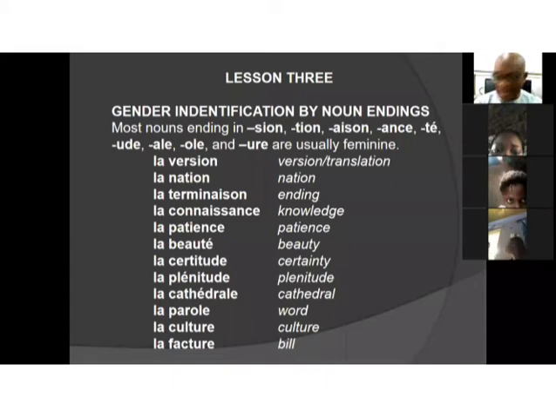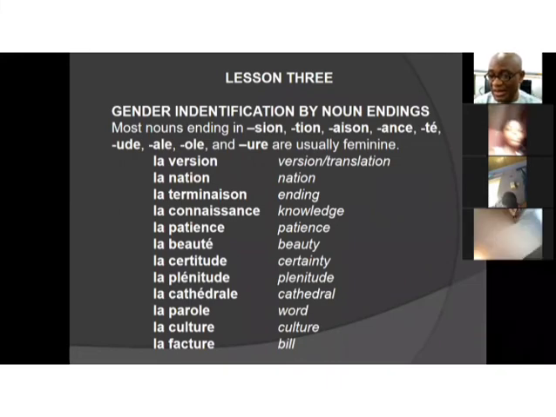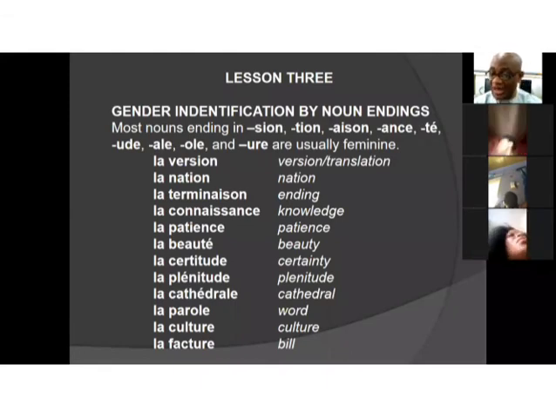Then you have words that end in A-C-L-E, generally masculine, but you have a few exceptions that are feminine. Then you have words that end in M-E-N-T, like gouvernement. It ends in M-E-N-T. You have département, like your department in the university. But there's one exception. There's a noun that ends in M-E-N-T which is not masculine. You don't use le, you use la. And that one is jument, J-U-M-E-N-T. Jument refers to the female of a horse. So you say la jument.